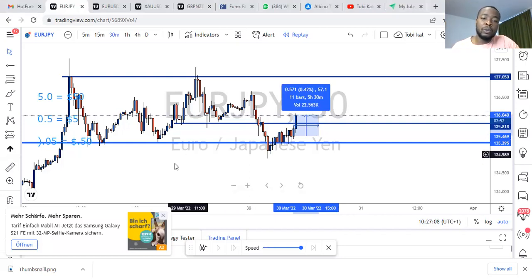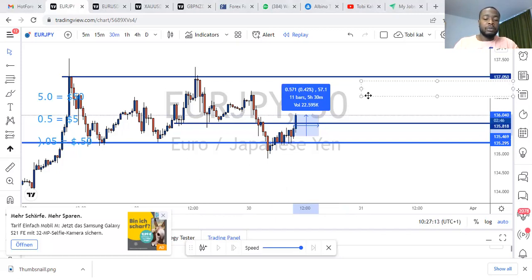57 pips. So let's see what it looks like for somebody who is trading with a lot size of 5.0, and that's $50 per pip, right? And then you make, let's say, 57 pips. What's the value? For somebody who is trading with a lot size of 0.5, that's $5 per pip, times what? 57.